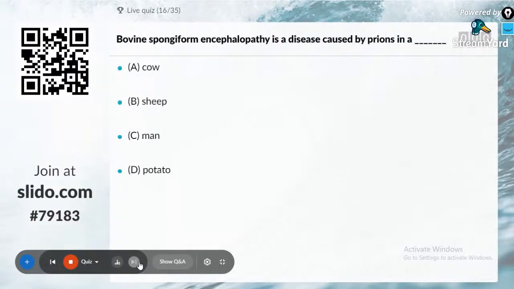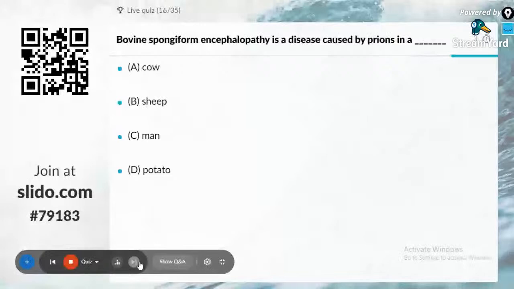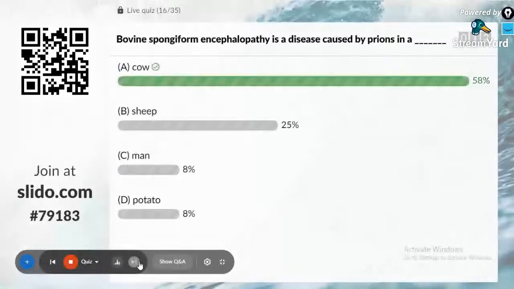Bovine spongiform encephalopathy is a disease caused by prions in cow, sheep, man, potato. Yes, bovine spongiform encephalopathy. You might have heard the other term, mad cow disease. Guys, the answer is cow. Next question on the screen.